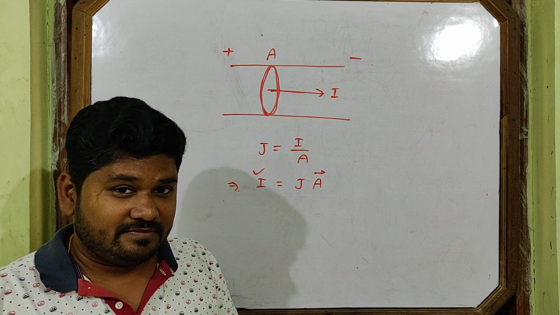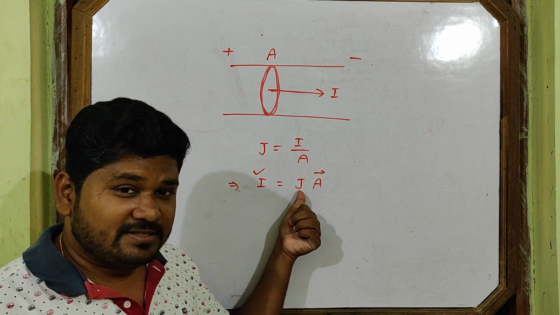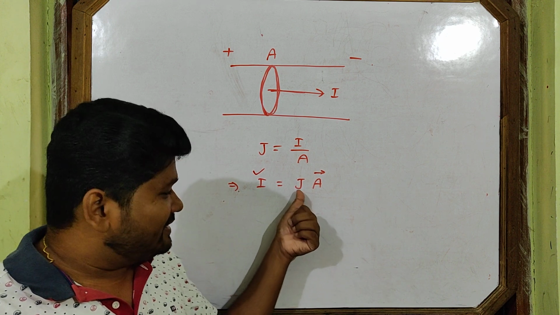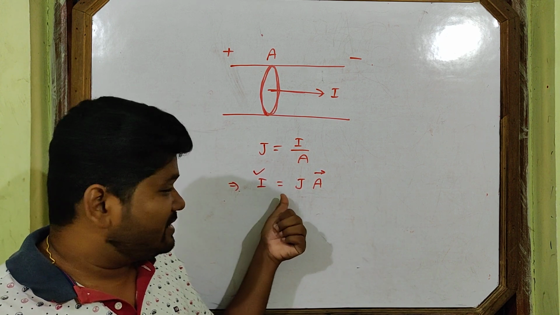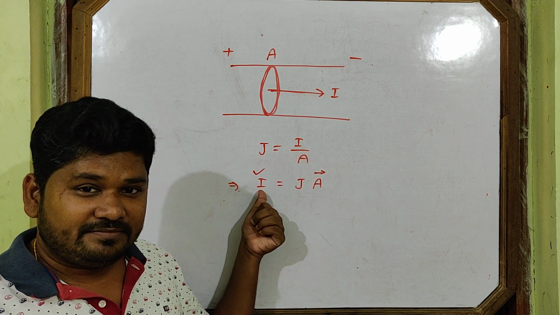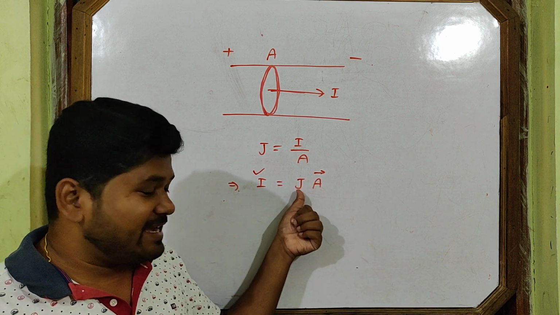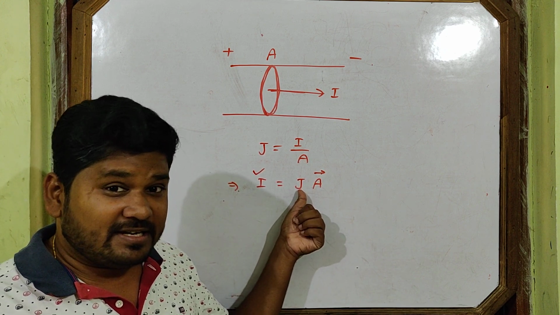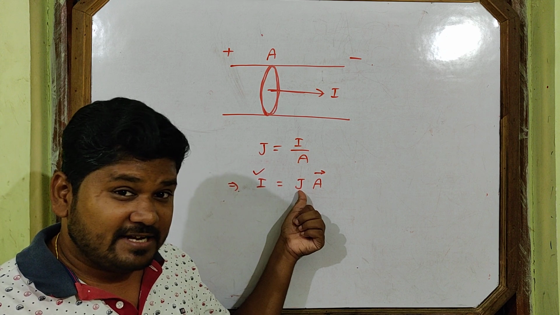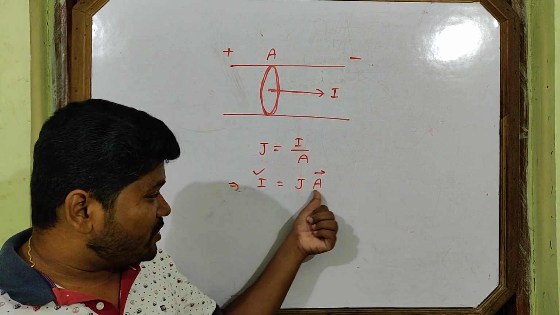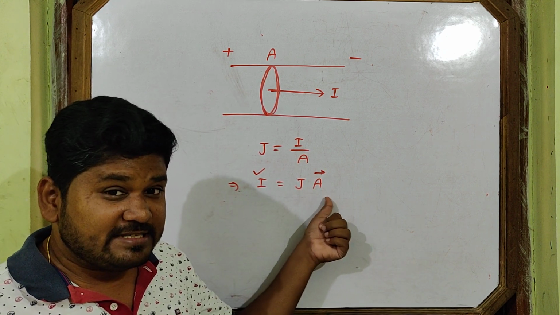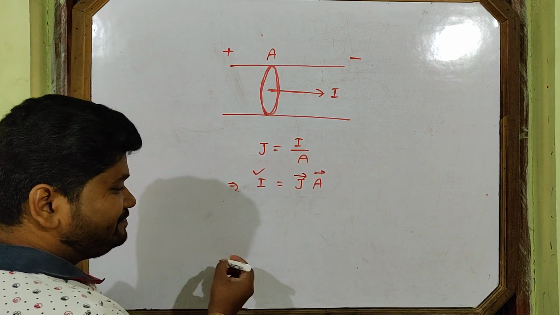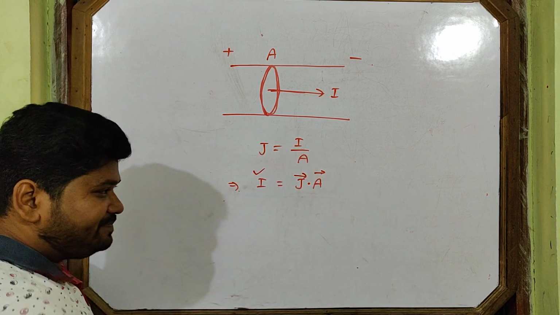Area is a vector. Then your current density. If you take current density as a scalar, then current has to be a vector, because scalar into vector is equal to vector. If you take J as a scalar, then I will be a vector. If you take J as a vector, now see, if the product is a scalar, then this must be what? This must be a vector, and this product must be which product?